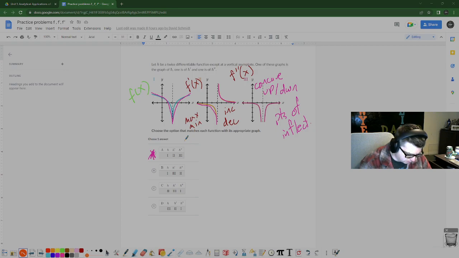Okay. The first thing we want to do is see this is decreasing the whole time. All right, see that? First derivative better be below the x-axis, and the second derivative.